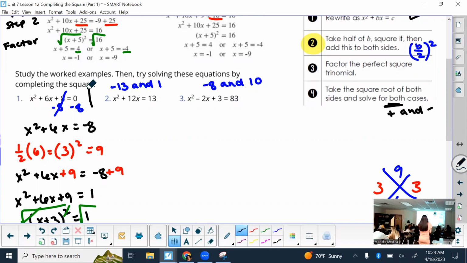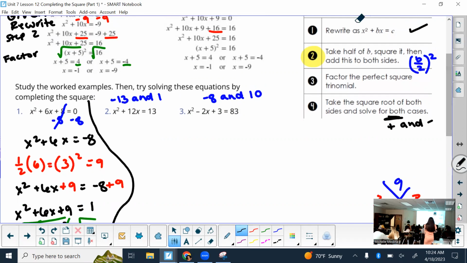You can quietly work on your practice while I explain it to everyone else. All right, so number 2, follow the steps. First step is to rewrite it as ax squared plus bx equals c. Is it already like that? So good. Step 1's already done. Step 2, I need to take half of b. What's half? Well, b is 12. Half of b, and then square b, we get 36.